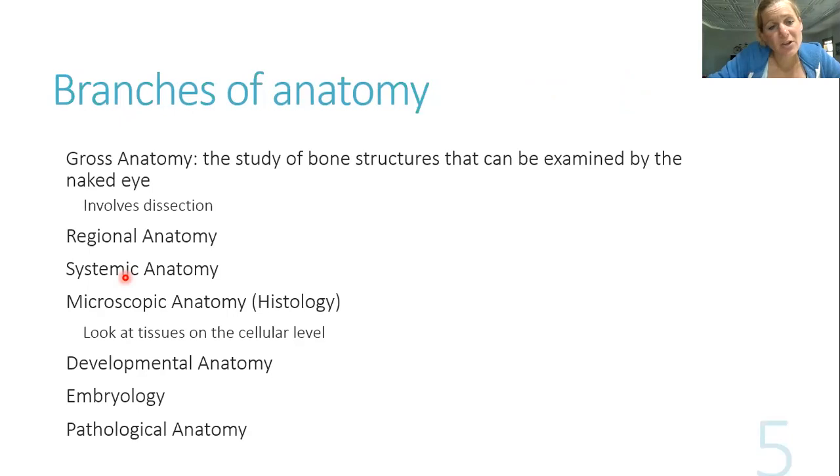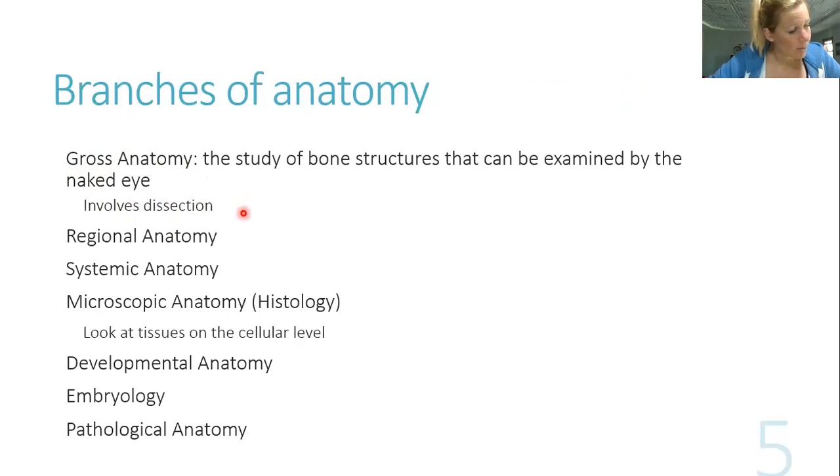There are so many different branches of anatomy. We've got gross anatomy, and basically that's just what do things look like with the naked eye, right? It can involve dissection. So dissection of a cadaver or an animal is also an example of gross anatomy.